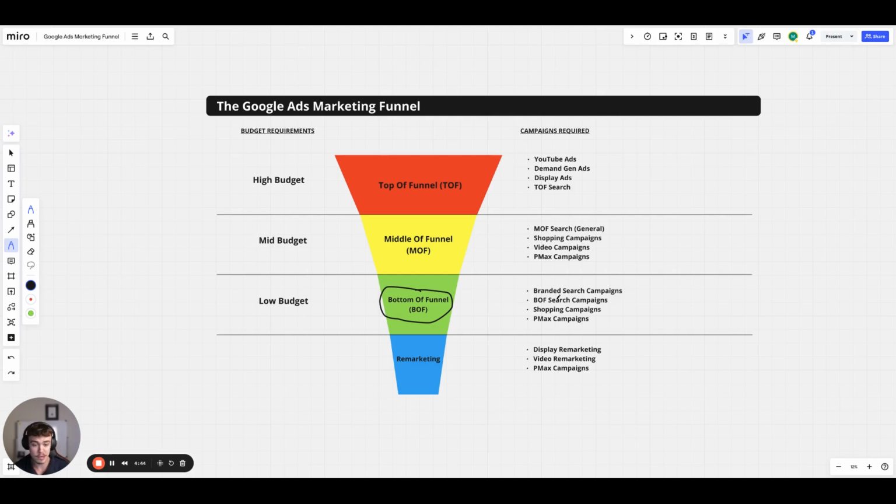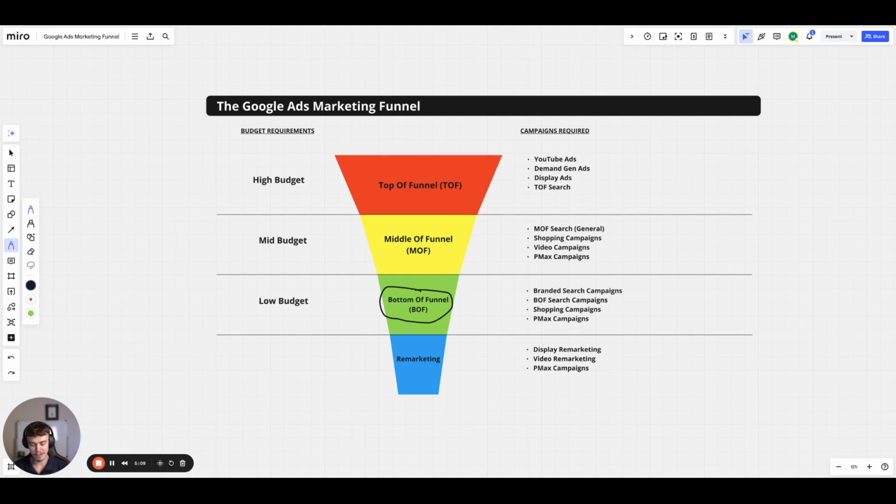Now, aside from just branded traffic, there are many other opportunities at the bottom of the funnel. We have bottom of funnel search campaigns for not specifically branded terms. So this may be, like I said, once again, the Peter's Pans example. Let's say you sell frying pans, right? Let's say you sell a very specific aluminum 10-inch frying pan, right? Let's go with that example.